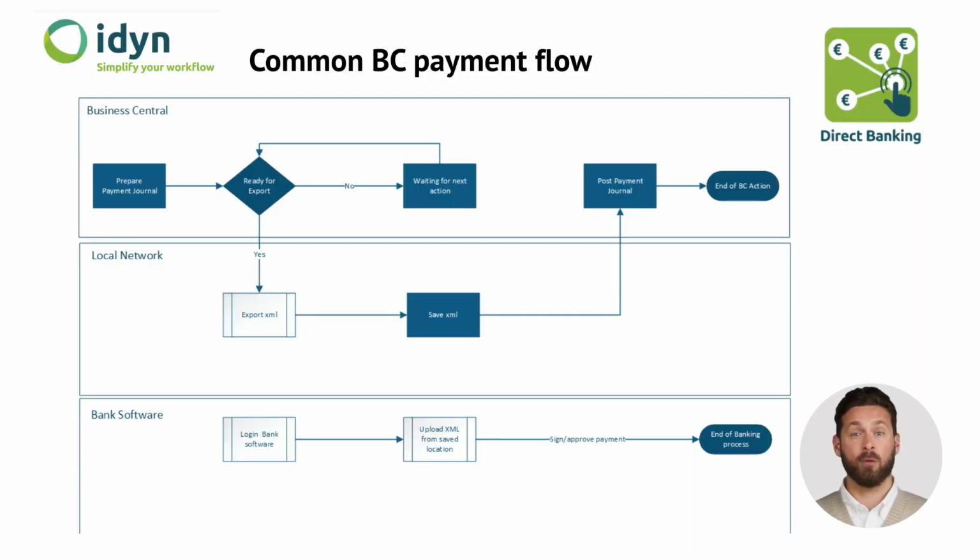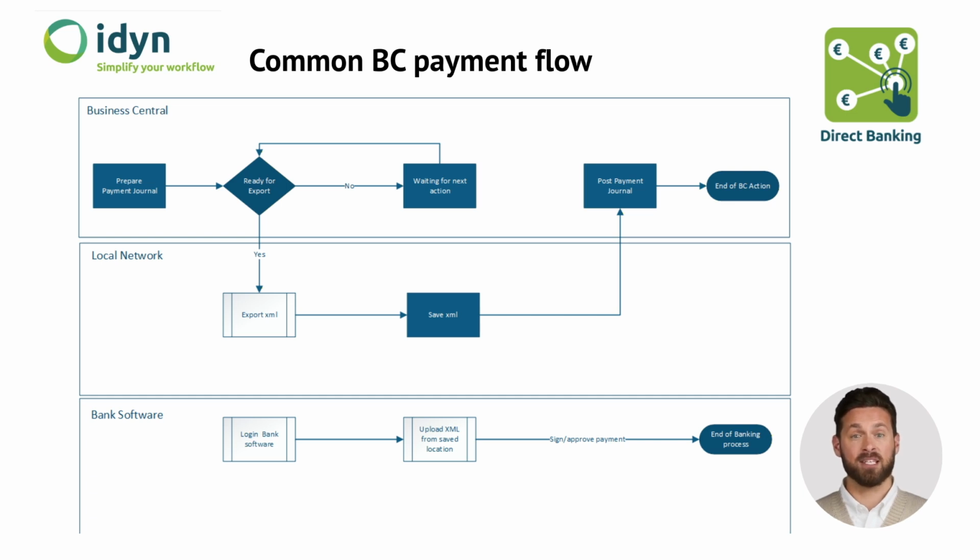The common scenario of most Business Central banking processes. Step 1 in Business Central. The user will prepare a payment journal based on the vendor ledger entries. After preparation and checking the lines of the payment journal, the user can export and save the XML file.